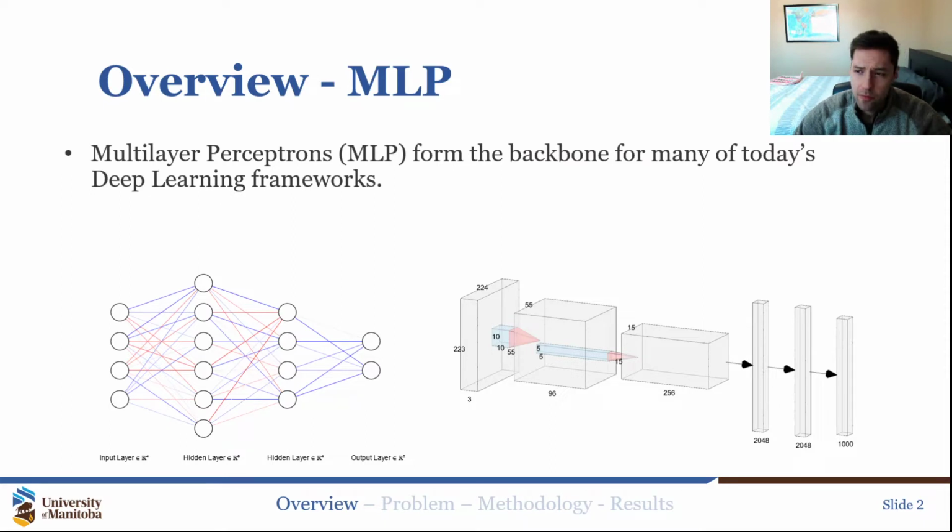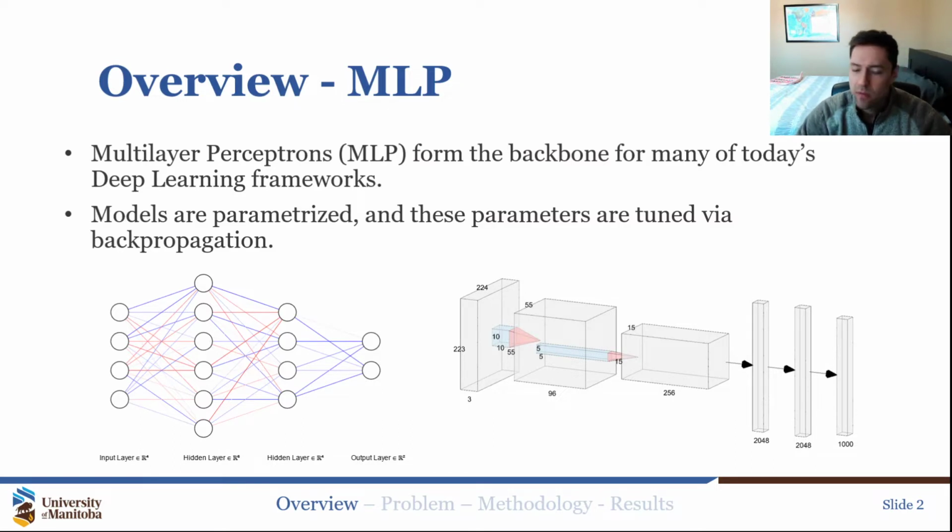Multi-layer perceptrons form the backbone for many of today's deep learning frameworks. This is the idea that we have a set of neurons. Each neuron is a weighted sum of the previous hidden layer, and this is the way that we parameterize a model. And then what we do is we learn these weights that are relevant with regards to making a prediction.